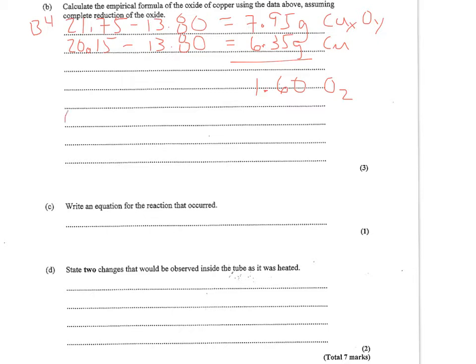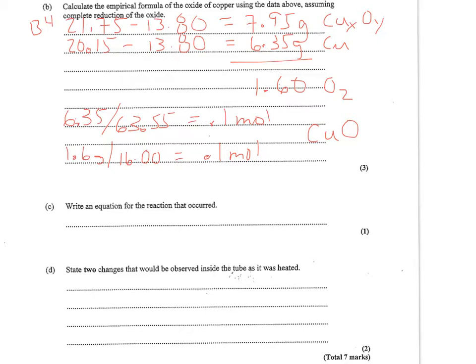So now I can take the 6.35 grams of copper, divide by the molar mass of 63.55, and I have 0.1 moles of copper in this copper oxide. The 1.6 grams of oxygen divided by 16 grams per mole means I also had 0.1 moles of oxygen. So since my molar amounts are equal, I can assume that this is CuO, or copper(II) oxide.